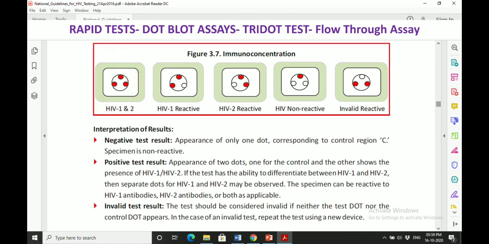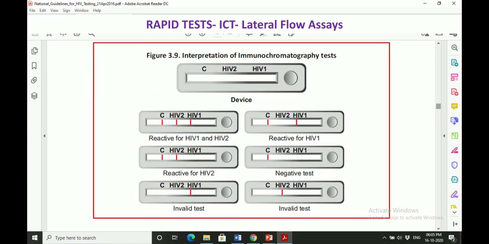Now it is very important that you always get the control dot whenever we do a test, because if the control dot is not present, this test should be considered invalid, because that means that you have not done the procedure properly. All right, now we go to the next rapid test.